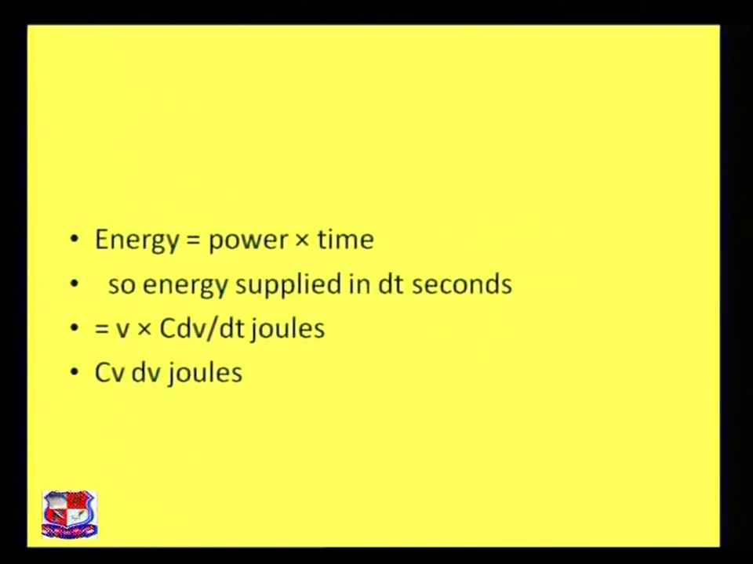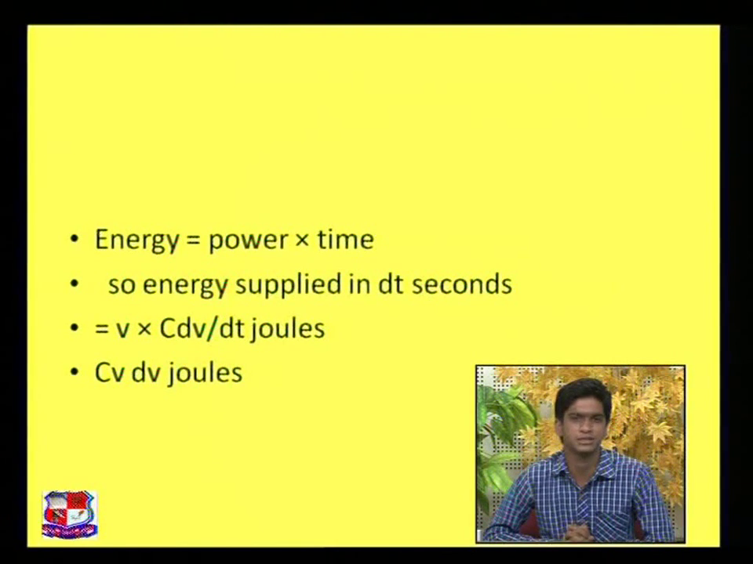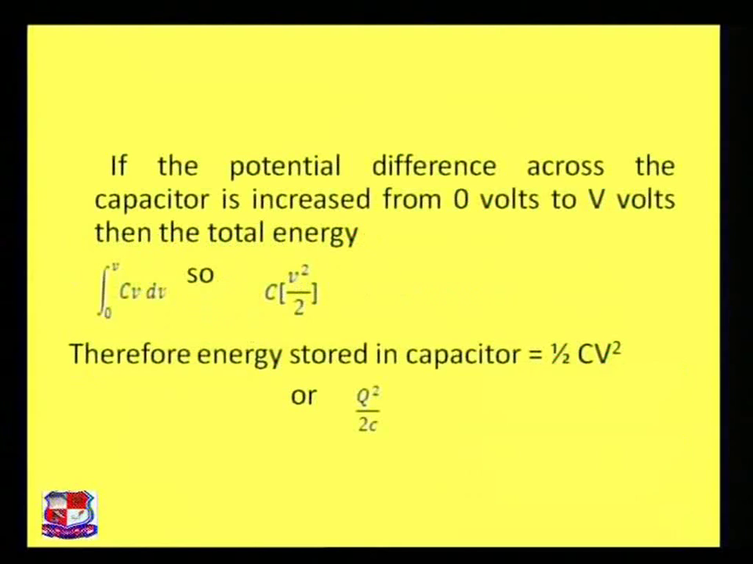Now comes energy. We have seen that the power is equal to V into C dV by dt. Now what is energy? Energy is basically power into time, and we have taken time as dt. So if we take V into C dV by dt into time dt, we will finally find that the energy stored in a capacitor is CV dV joules. The energy is measured in joules. So it is CV into dV.